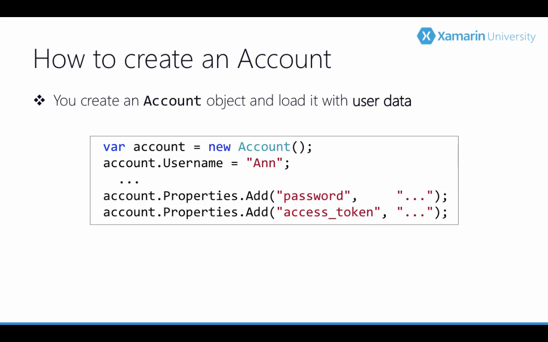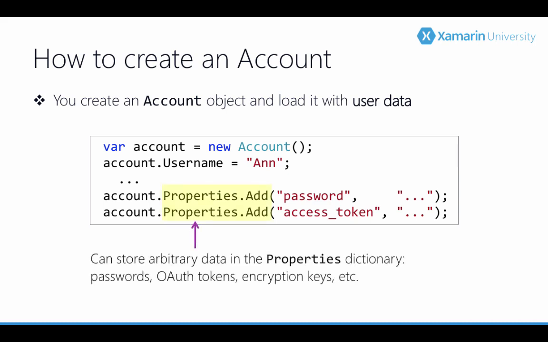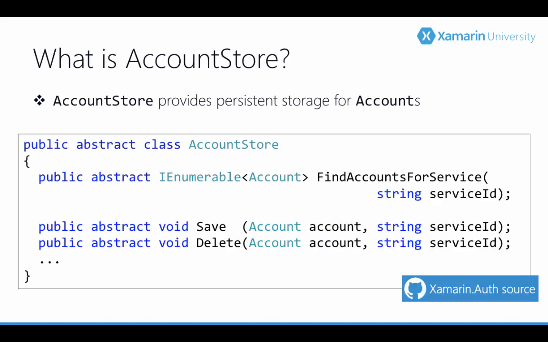Now, creating the account is just standard C#. You're going to allocate the object and load values into its properties. Most of your data will likely go into the properties dictionary, and it can store passwords, encryption keys, OAuth tokens. But note the dictionary stores strings, so you will need to convert things like encryption keys from byte arrays to string for storage. And we also have an account store.